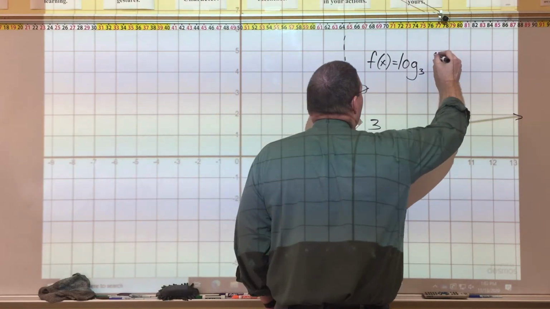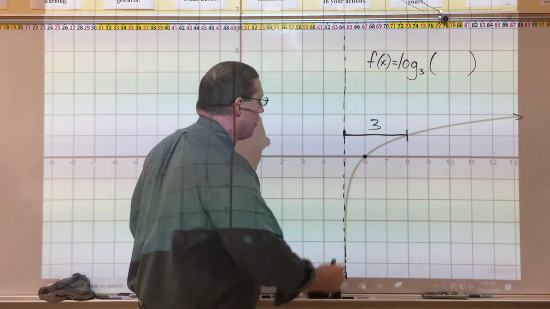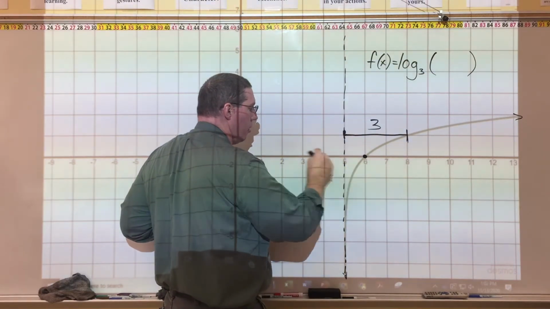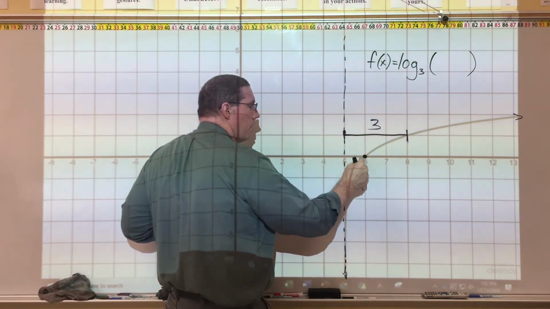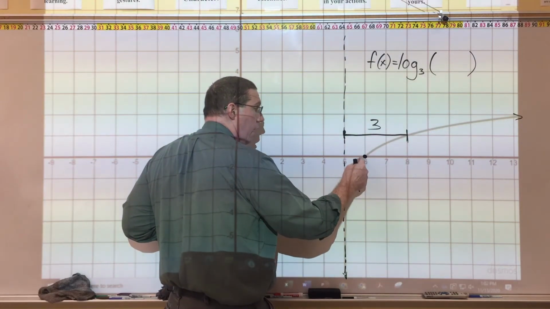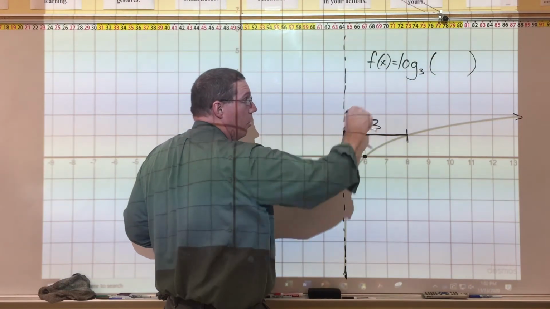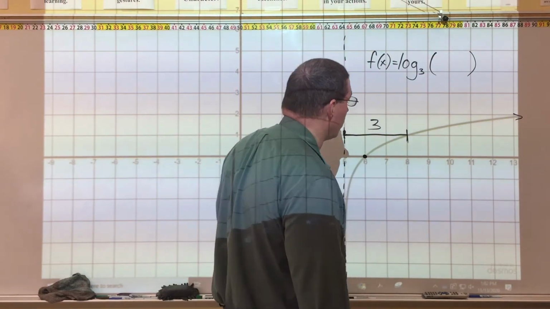Now, this does not have a vertical shift, and I'll show you why. It's because the point is still on the x-axis. Remember, you haven't seen this yet, but if there's a vertical shift, the point will either be above the x-axis or below the x-axis. So we're not dealing with any vertical shifts here.